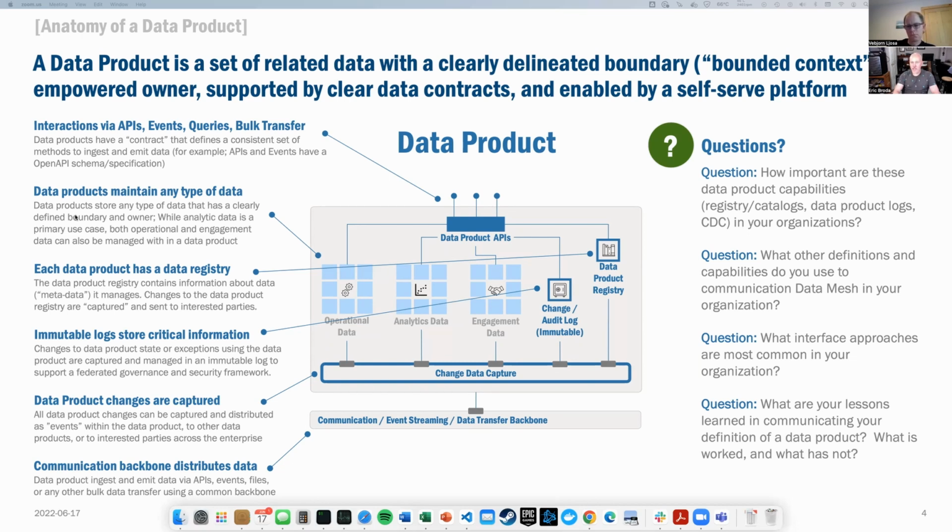So let's go through a few of these questions. These are some of the capabilities that, in my experience and my clients' experience, a data product needs to have. Now, not every one of them is mandatory. Not everything needs change data capture, but things like a data product registry or catalog, I think, are absolutely crucial. So in your experience, anybody can answer this, by the way, what do you see as mandatory or nice-to-have capabilities that a data product should represent?